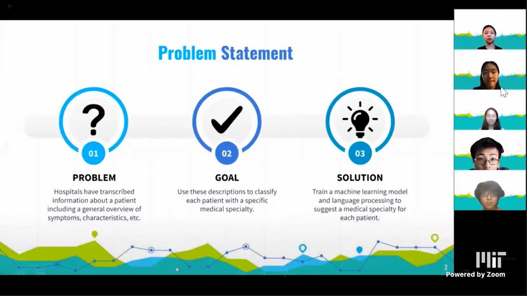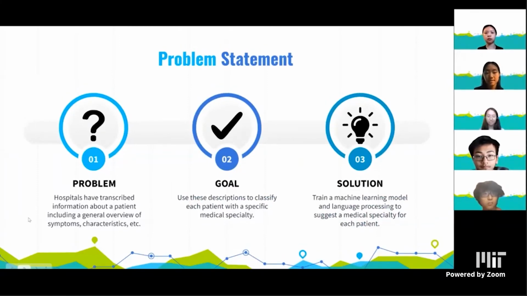First, we would like to present our problem statement. The problem we decided to attempt to solve is that hospitals often have transcribed information about a patient, such as their age, their gender, and some of their symptoms. Our goal was to use these descriptions to classify each patient with a medical specialty, such as allergy or cardiology. Our solution was to use a machine learning model and language processing to suggest such a medical specialty for each patient.